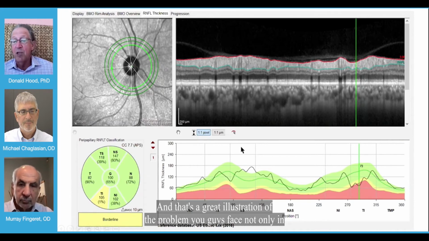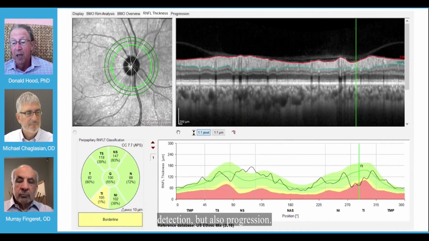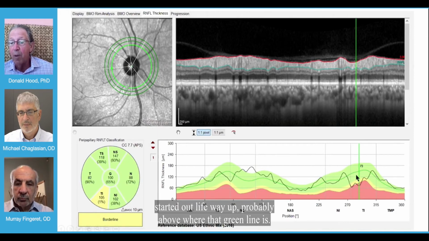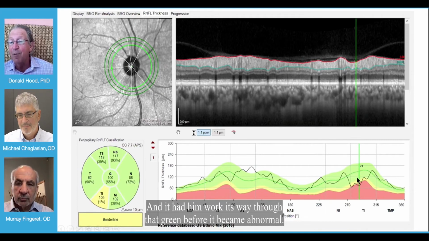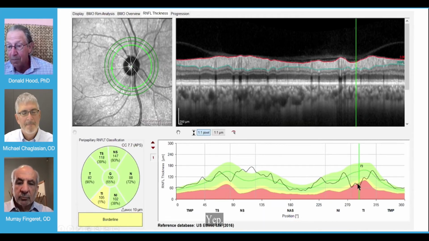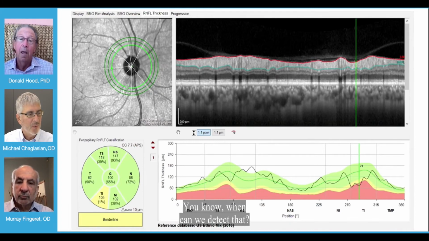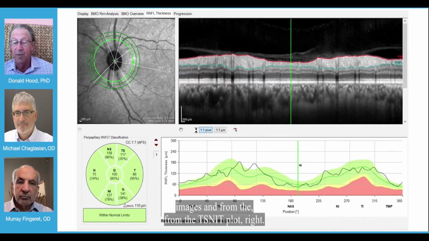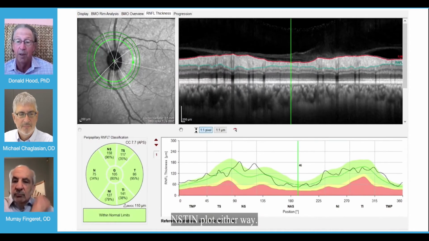Now that's a great illustration of the problem you guys face, not only in detection but also progression. So if you go down to the depression on the Enston right there, that started out life way up, probably above where that green line is. Yep. And it had to work its way through that green before it became abnormal. Yep. That's great. When can we detect that? If you have images, you can detect it. You can actually detect it from the images and from the T-SNP plot. Right. The Enston plot, either way.